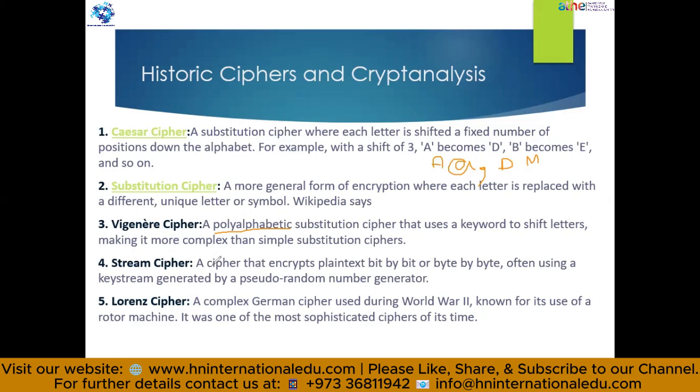Stream cipher, a cipher that encrypts the plain text bit by bit and byte by byte. Bit by bit means the 0 1 concept.